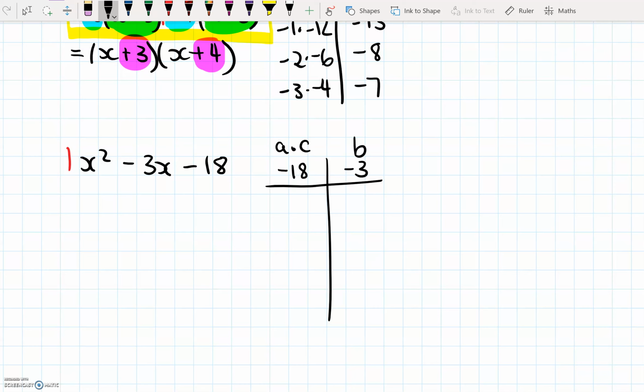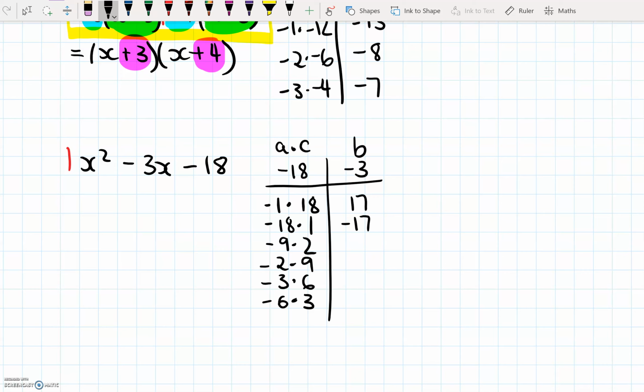So factors of minus 18. Because it's negative, we know one of the terms is going to be negative. So minus 18 is minus 1 times 18, okay, or minus 18 times 1. It's minus 9 times 2, or minus 2 times 9. And it's minus 3 times 6, or minus 6 times 3. Let's add these all together. So minus 1 plus 18 is 17. Then we have minus 17. Minus 9 plus 2 is minus 7. So then we'll have 7. Minus 3 plus 6 is 3. And minus 6 plus 3 is minus 3.